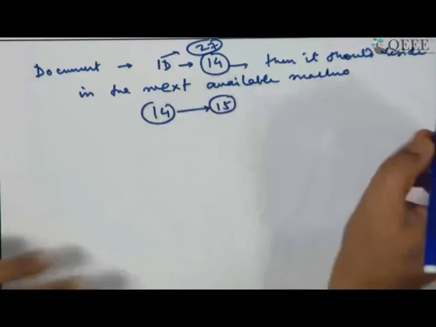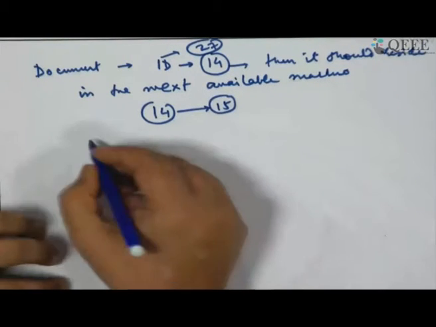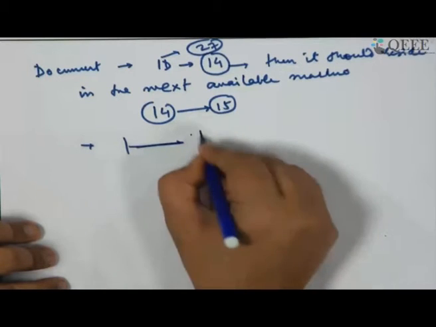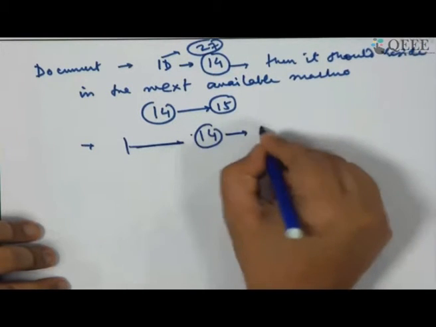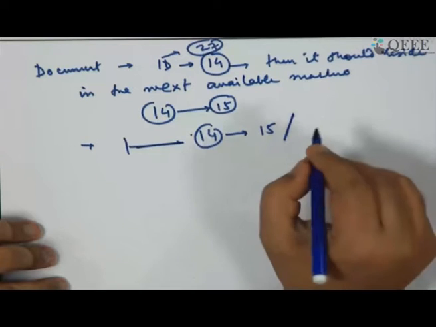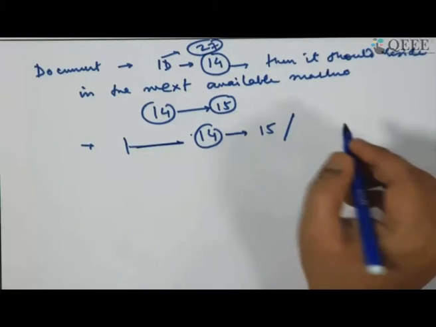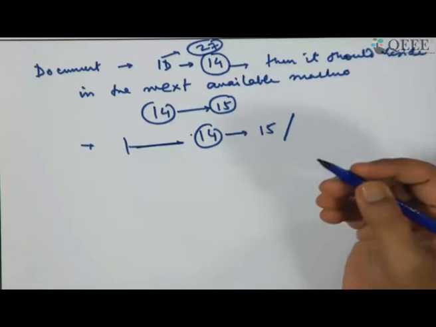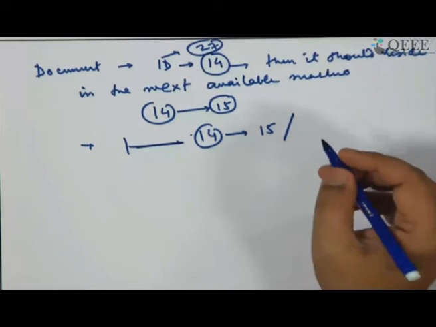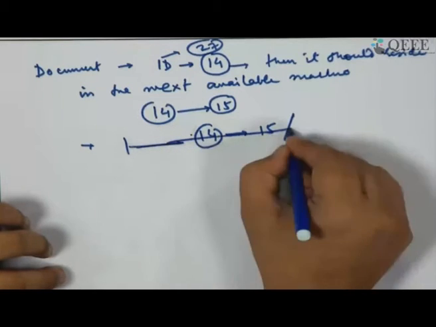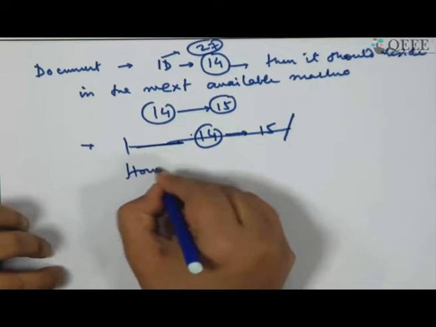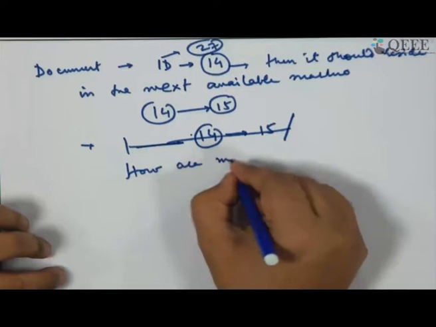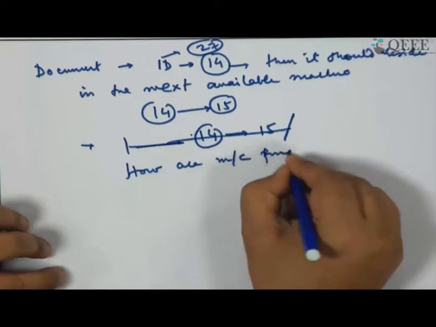So what is a naive way of thinking? That you go from 1 to 15. See, after 14 you check whether there is a machine at 15. But how will we do that? We don't know, because what we need is how the machines are bound together.